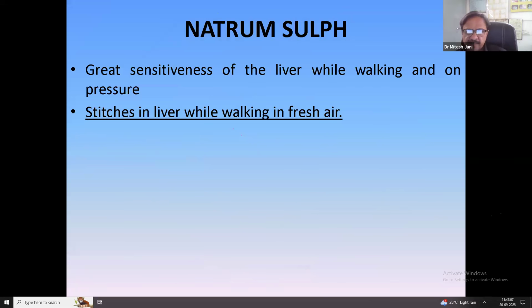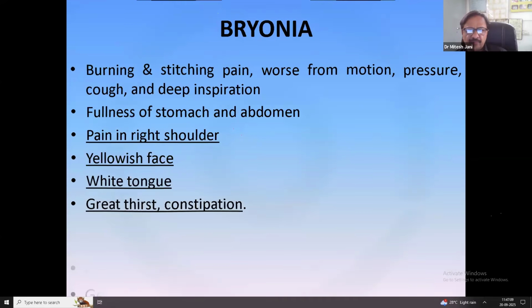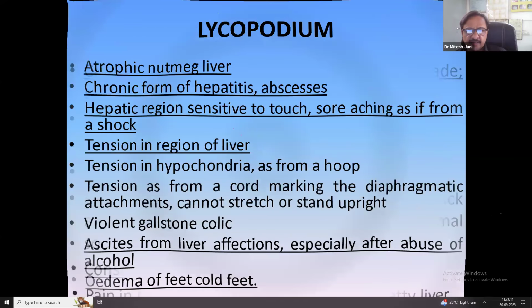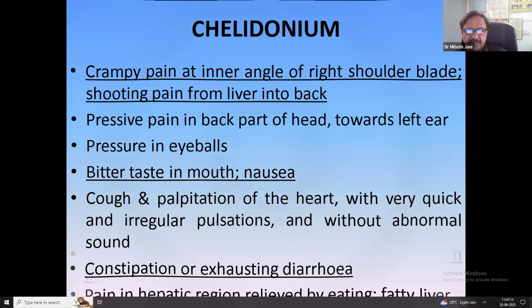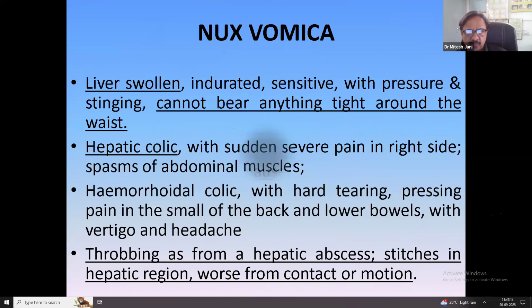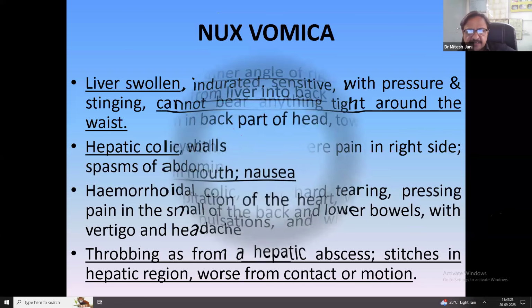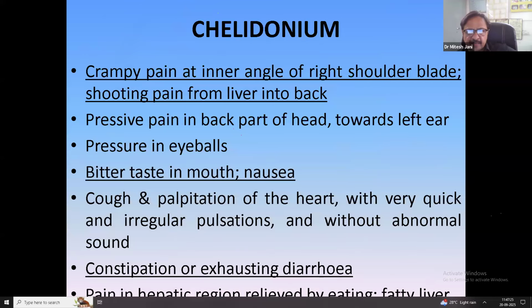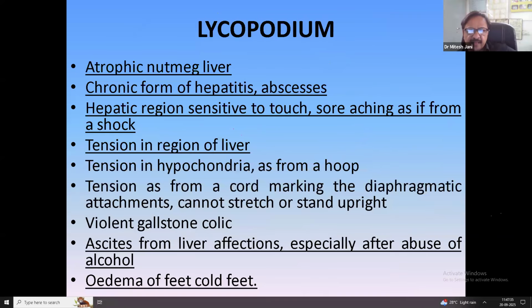So if we see all the medicines, different features are found in Nux vomica: enlargement of the liver with hepatic colic, throbbing pain related with hepatic abscess. In Chelidonium: crampy pain referred to the right shoulder, from the anterior to posterior aspect of the liver, with a bitter taste in the mouth, constipation, excessive diarrhea.